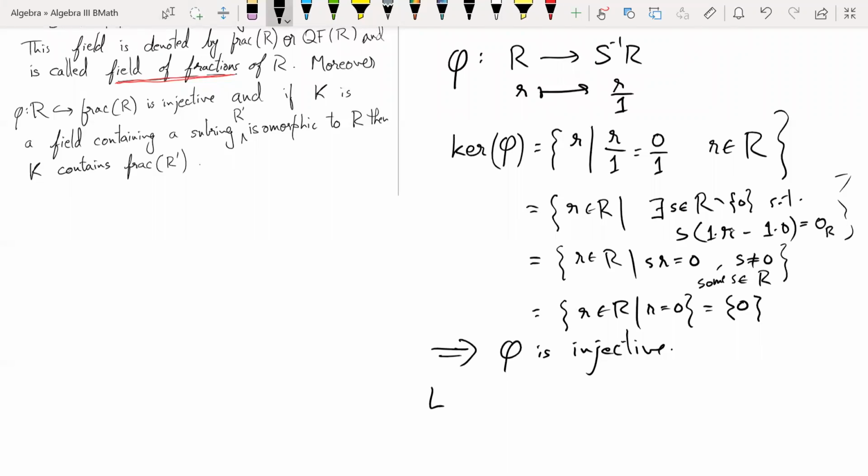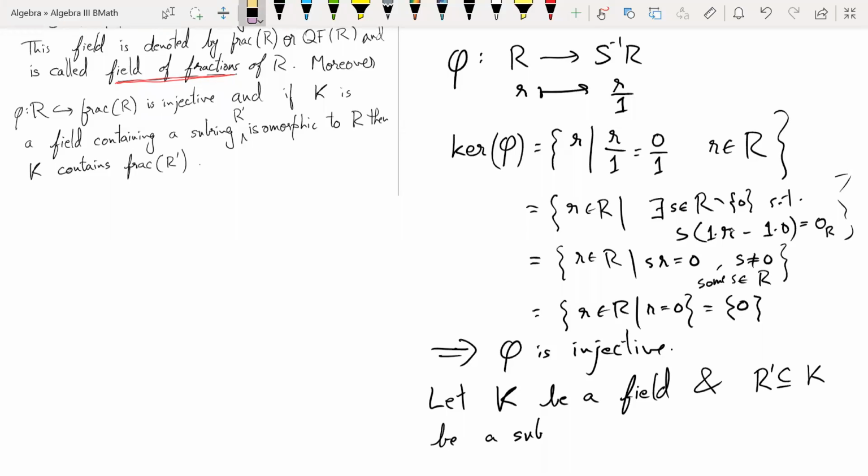Now for the moreover part, let K be a field, and R prime contained in K be a subring. So I'll not do this version; I'll just think of R as a subring of K. So instead of containing a subring isomorphic to R, containing R as a subring.